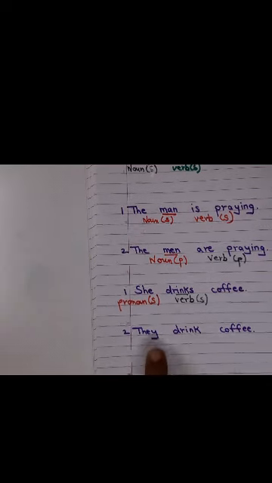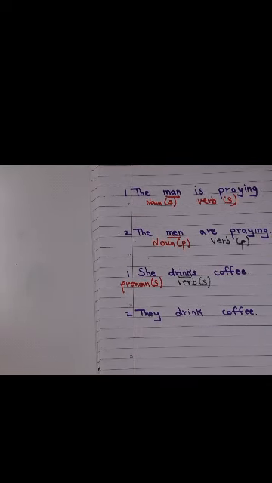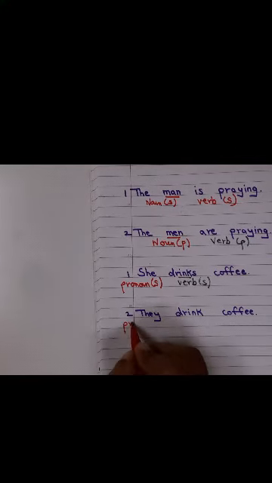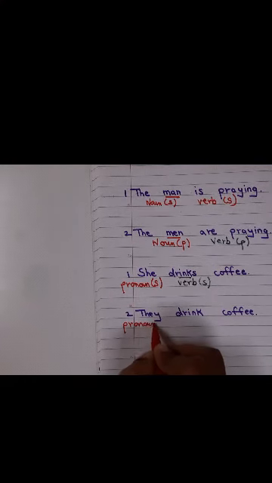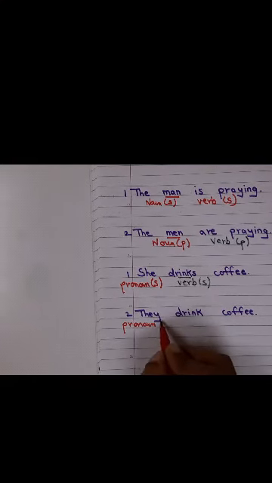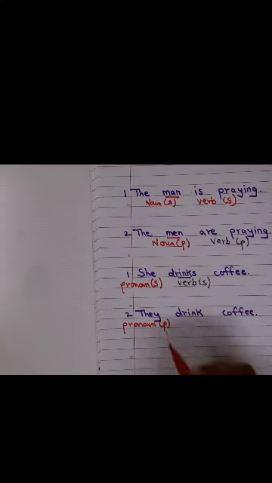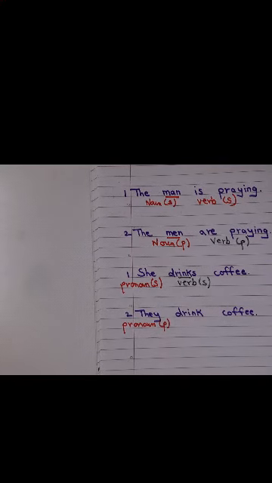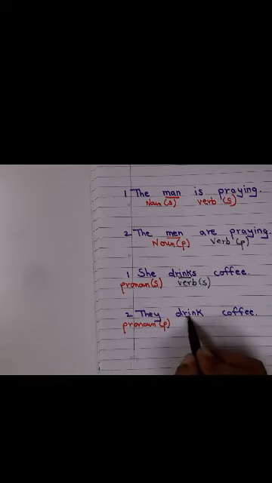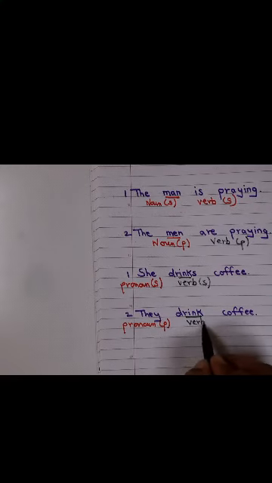They drink coffee. Now children, they is a pronoun. So you write here pronoun, and they is plural because many. Now which is the verb here, children? Which is the verb? Drink. Very good. Drink is your verb. So verb. Now identify if it is singular or plural. It is plural.